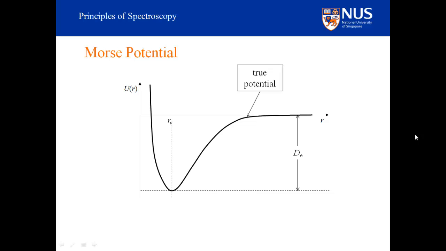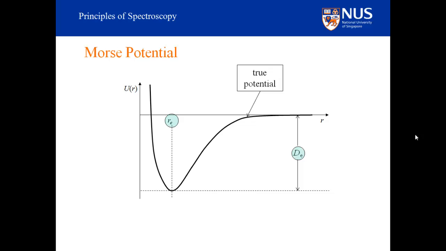This black line here is meant to illustrate a true potential. So again, we are talking about potential versus bond length. We identify once more the equilibrium bond length as being the minimum of our potential function. And we can now identify a new property of the potential, which is the dissociation energy. And notice that again there is a subscript E indicating equilibrium. So this is the dissociation energy from the equilibrium position.